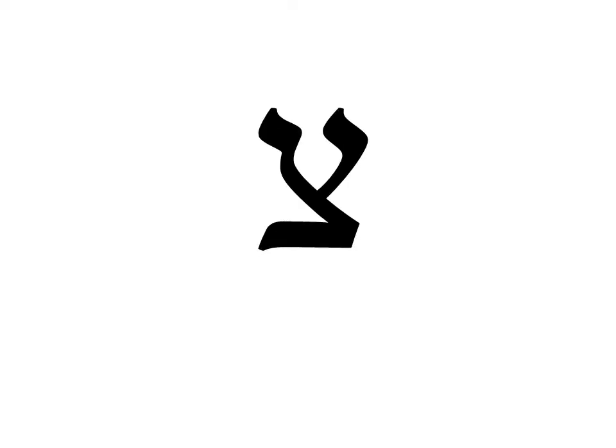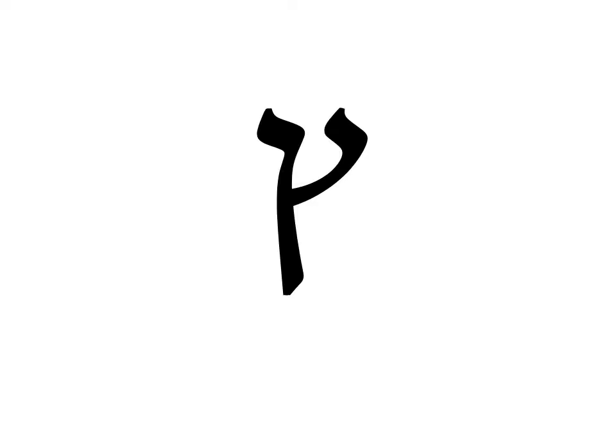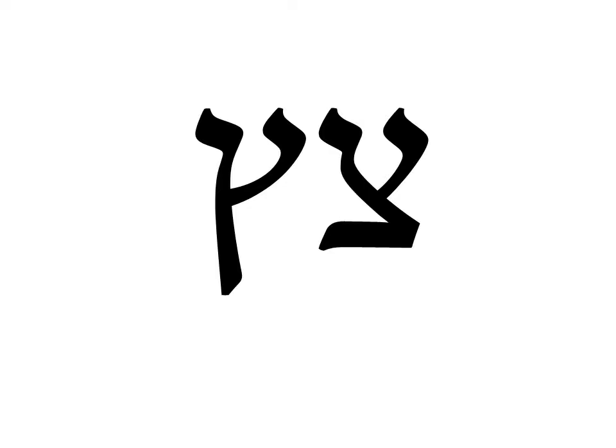Tzadeh is the last of the 5 consonants with final forms. At the beginning or in the middle of the word, it looks like this. At the end of the word, it also appears to straighten out and dip below the line in tzadeh sofit, or final tzadeh. And here are the 2 forms of tzadeh side by side.